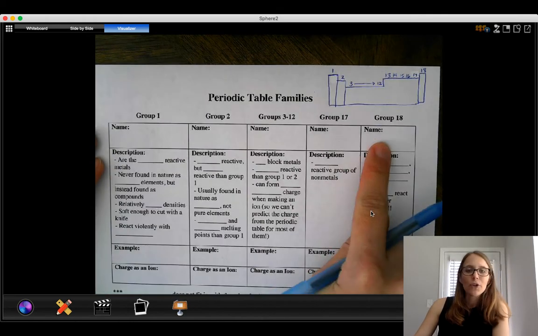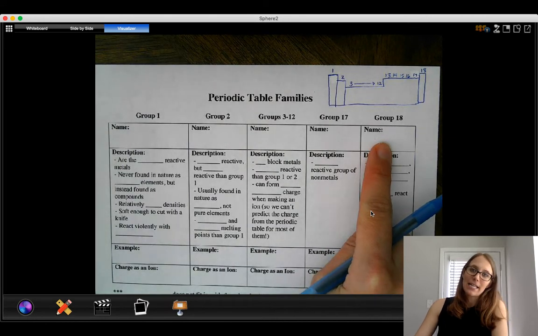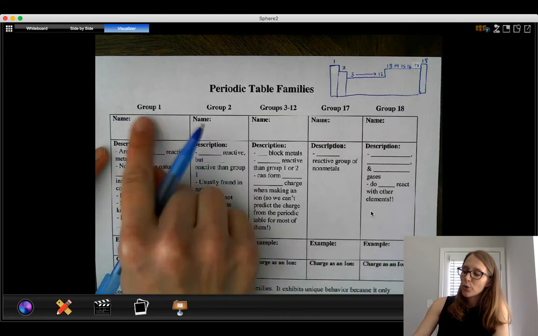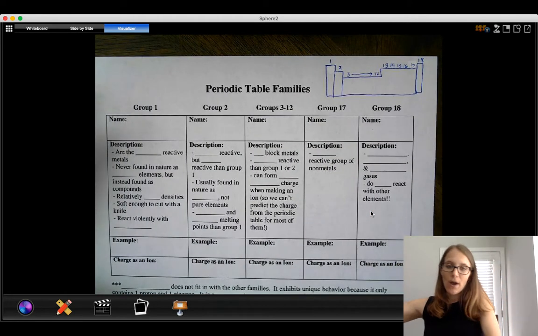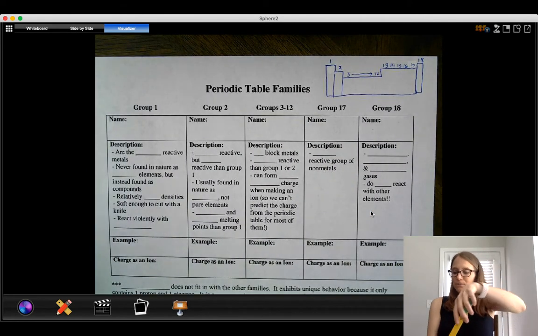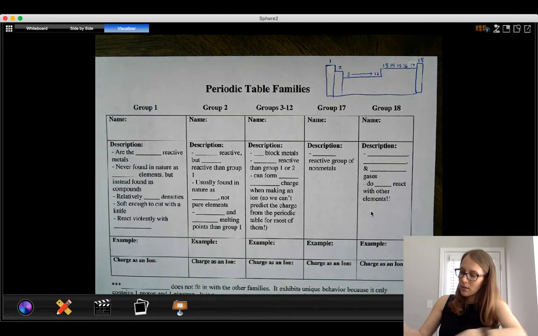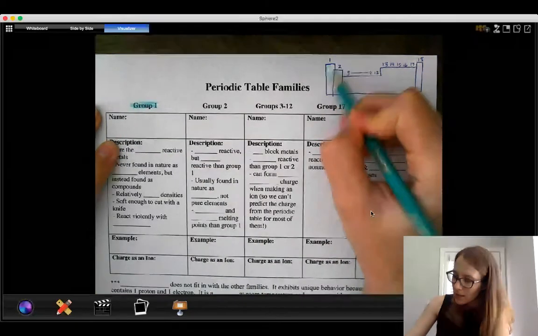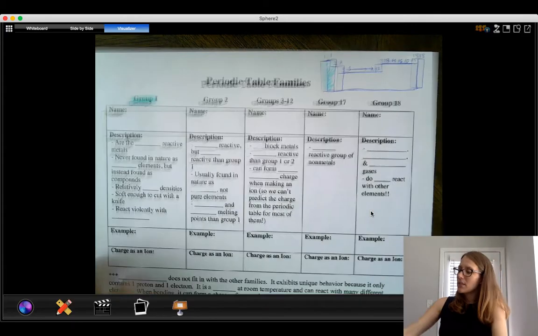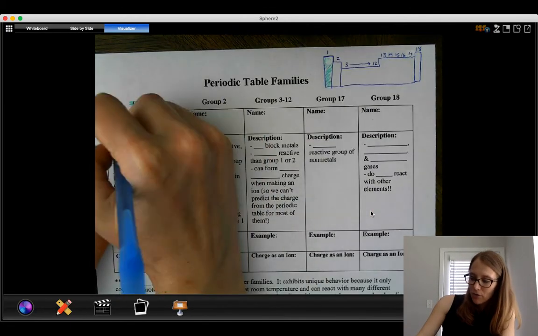There are a couple of groups that we're going to pull out, and we're going to identify them by name, and we're going to talk about some of their properties. So group 1 is this column right here. And I'm going to go ahead and kind of color code these as we go. So group 1 is this column here. This is called the alkali metal family.